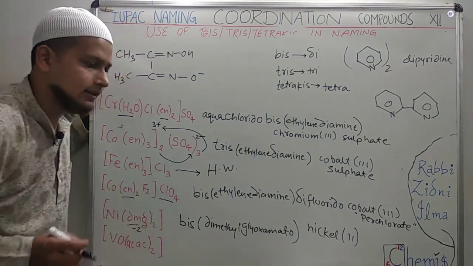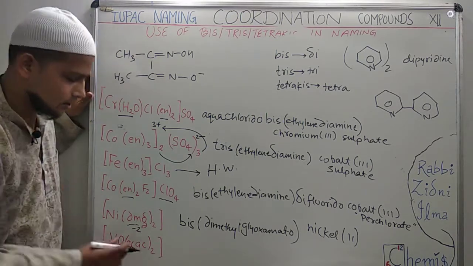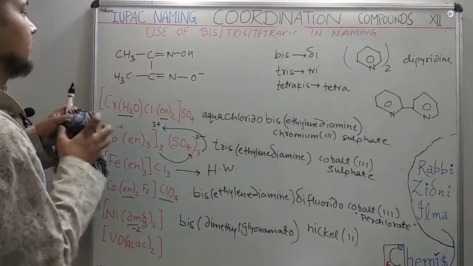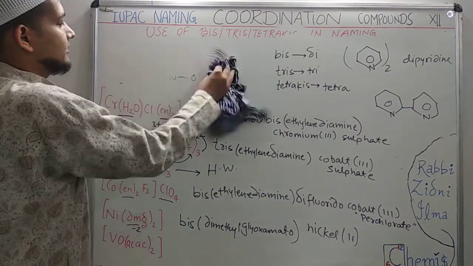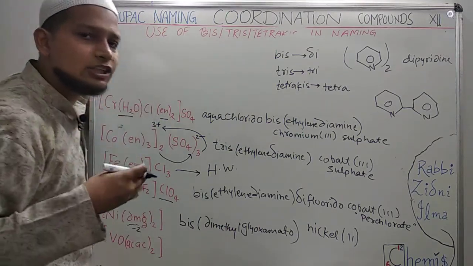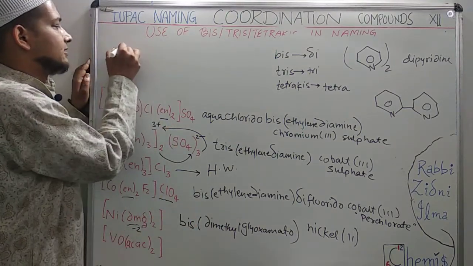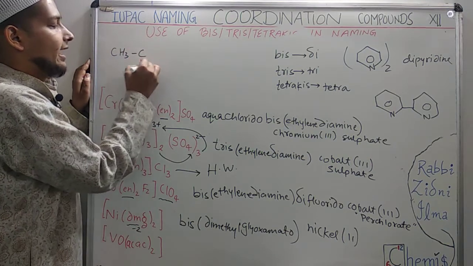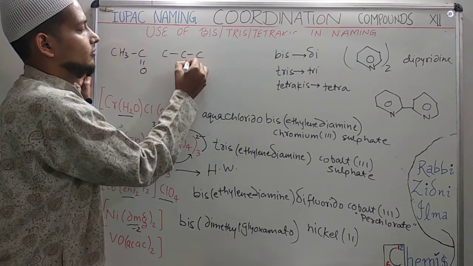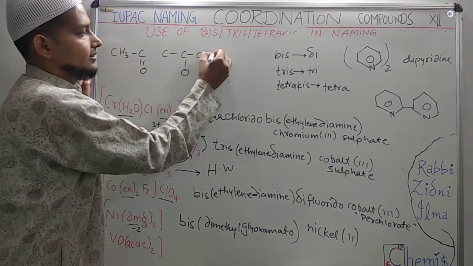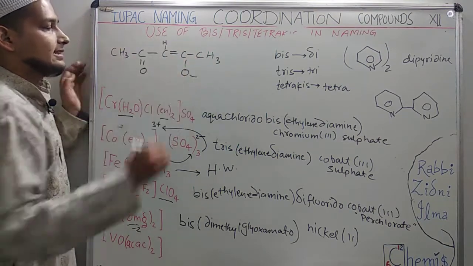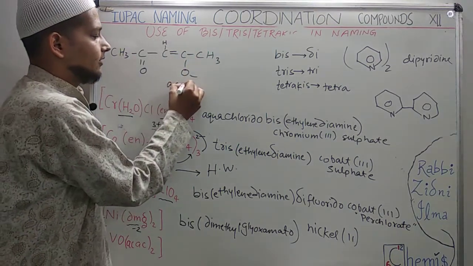Finally, the last case, last but not the least, VO(acac) whole twice. This is a very interesting case. What is acac first of all? Acac means, actually, I do forget. It is acetylacetonato. Acetyl CH3CO and add acetone to it, that is C C C with an O in the center. There CH3, a bond, an H and a double bond.